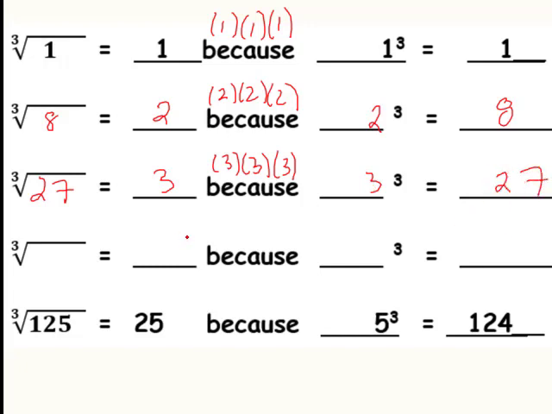Our next perfect cube is 64 because the cube root of 64 is 4. 4 times 4 times 4. Remember, 4 times 4 is 16. 16 times 4 is 64, which is the same thing as 4 cubed, which is 64.